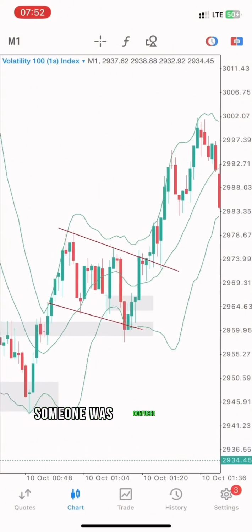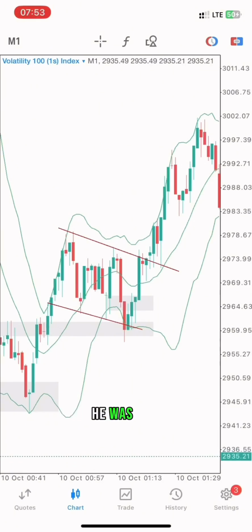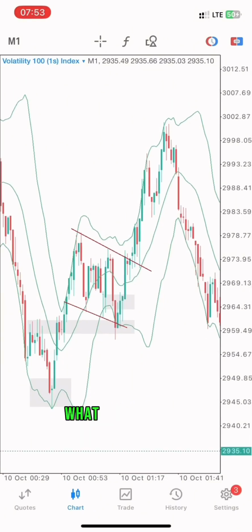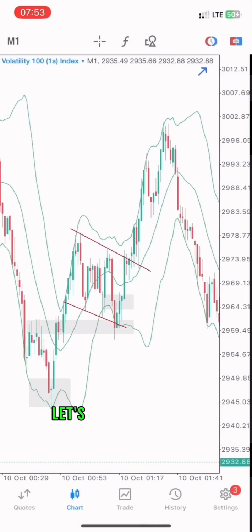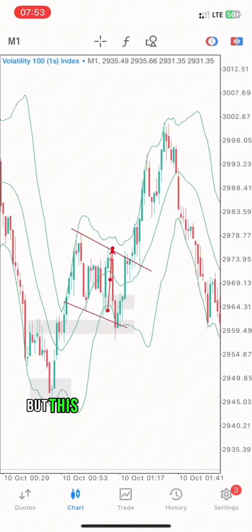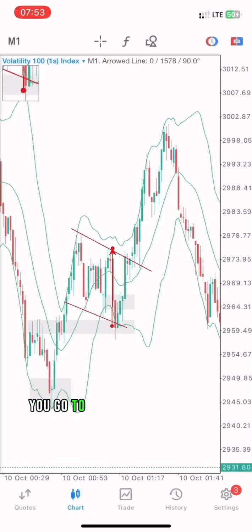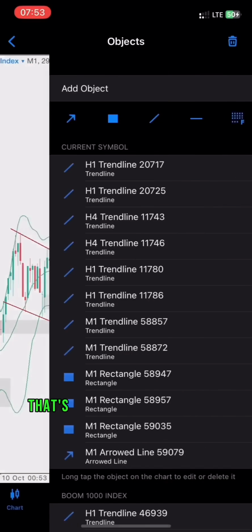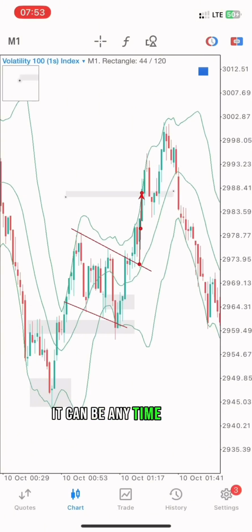Someone was confused and he was like, why are you trading all of the time frames? I'm confused. Okay, what you do is that you find your trade on the 1 hour time frame. Let's say it's this trade, but this trade you need to make a sharp entry. You go to the lower time frame because that's when you see where price is forming. That's why you go to the lower time frame.